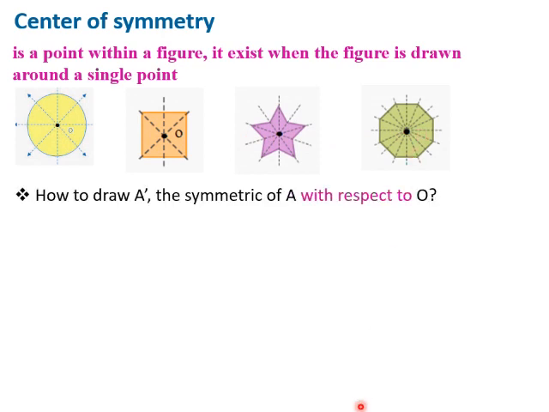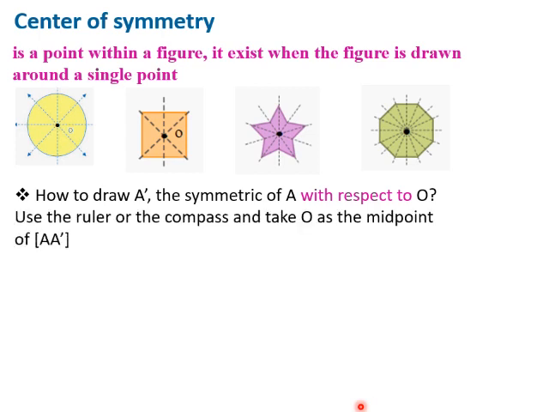How to draw A prime, the symmetric of A with respect to O? We have to use the ruler or the compass and take O as the midpoint of segment AA prime. This is point A and this is point O. First, we are going to use the ruler to measure the distance from point A till point O. We can see that it's equal to 5 centimeters. Then, the distance from point O till point A prime is equal to 5 centimeters as well. Then, AO is equal to OA prime, equals 5 centimeters.